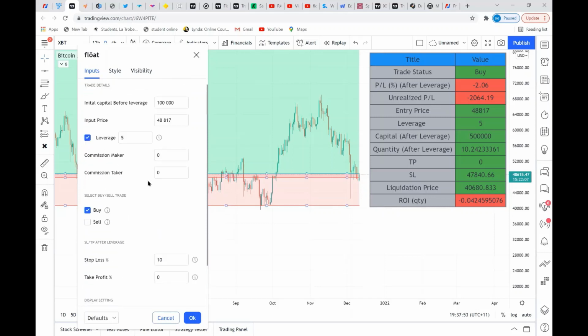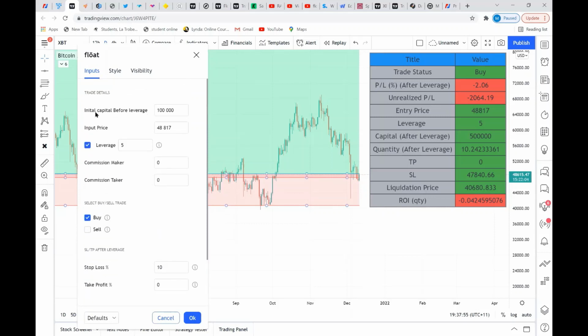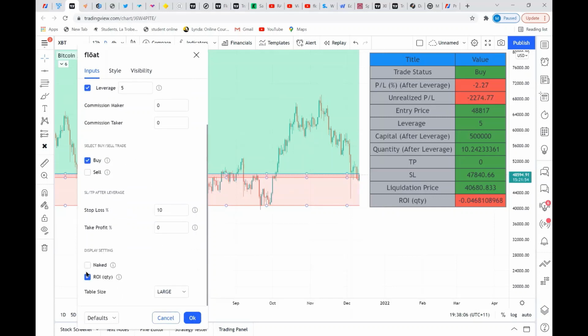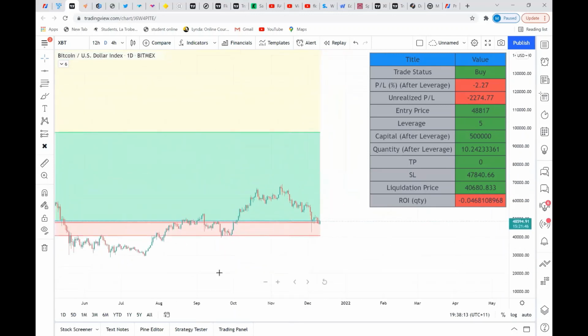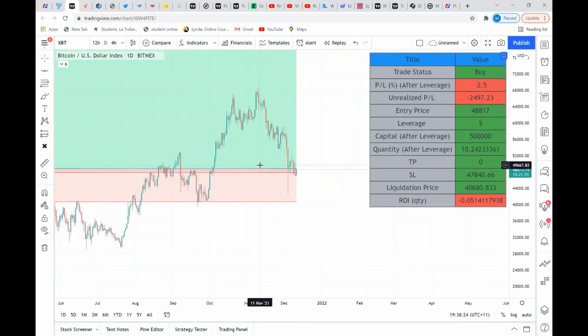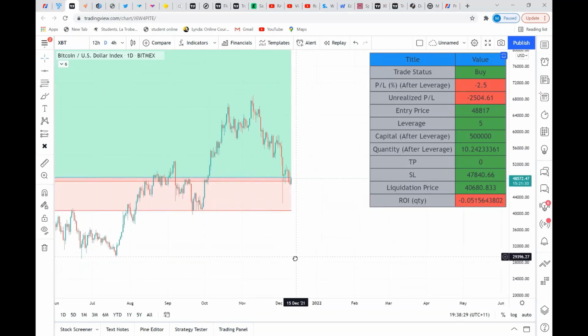So we've got this hypothetical trade in right now, $100,000 of capital before leverage has been applied. We've entered the price at 48,817 on a 5x leverage trade with naked mode switched off. Let's have a look at what Float looks like now with all the features punched in. Okay, zooming out a little bit. So this line right here, the gold area here, is 100% return on the investment that you've made. The blue line right here is where you entered the trade. There's your stop loss. There's your liquidation price. That's Float, ladies and gentlemen.